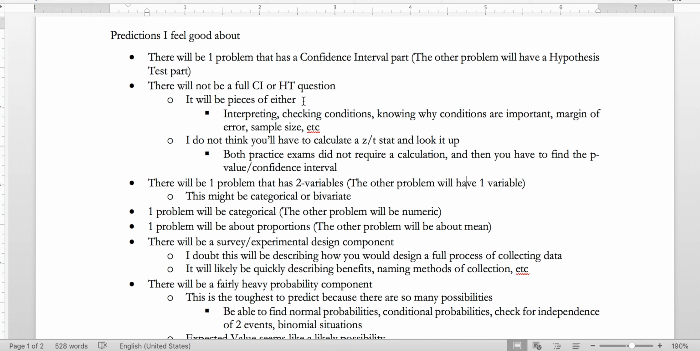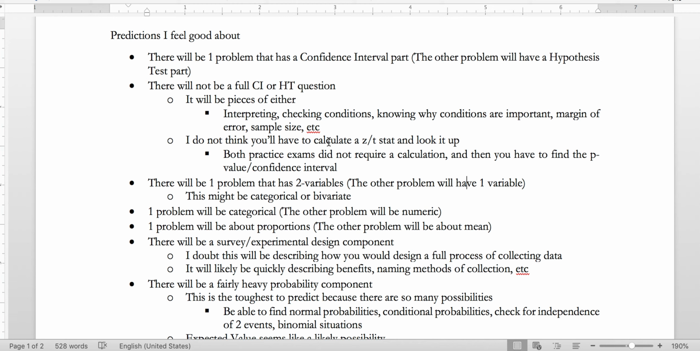So it's going to be parts of, maybe interpreting a p-value, or interpreting a confidence interval, checking your conditions, knowing why stuff's important. Maybe it's just about margin of error, something like that. There's just not enough time to do the full hypothesis test and confidence interval along with all these other goals that they have to ask you about. So expect to see pieces.